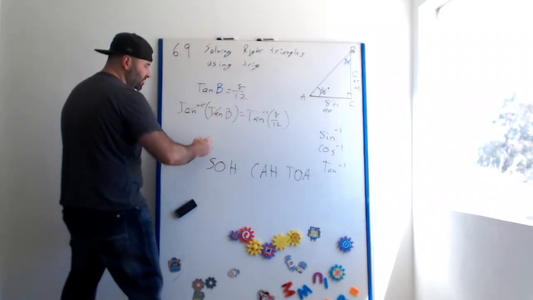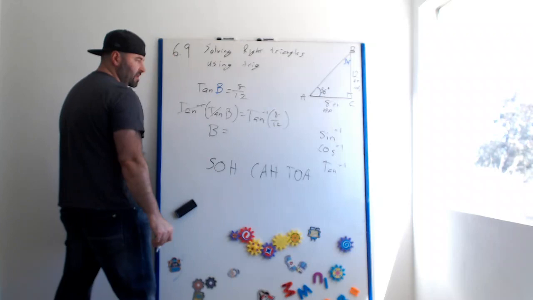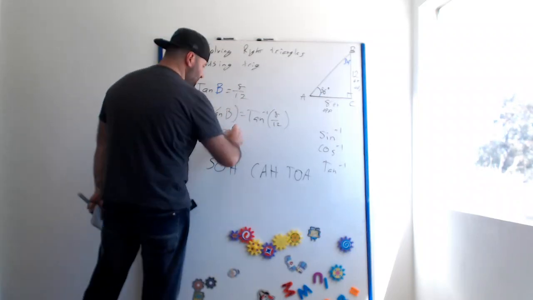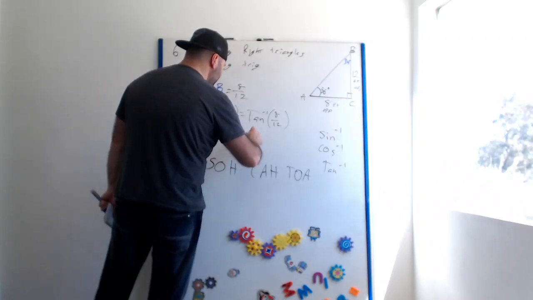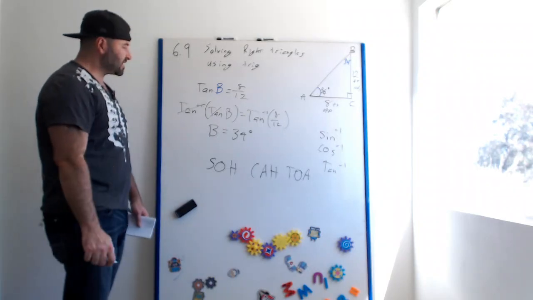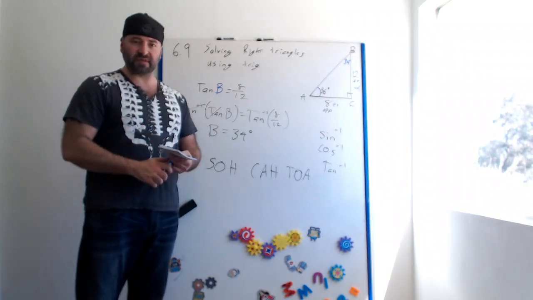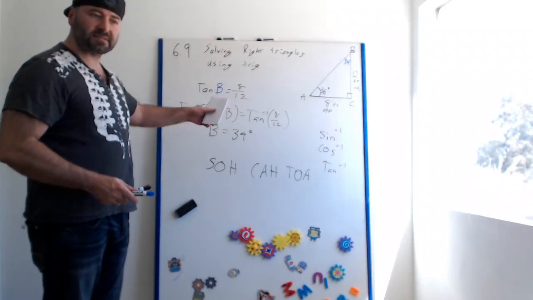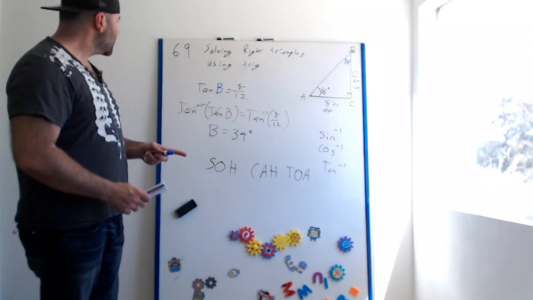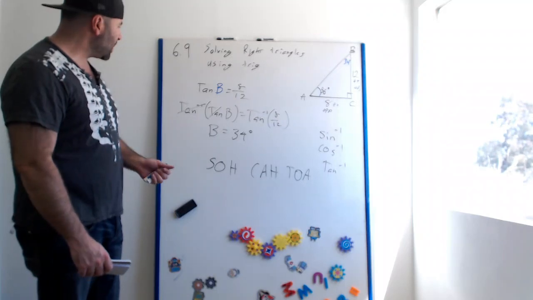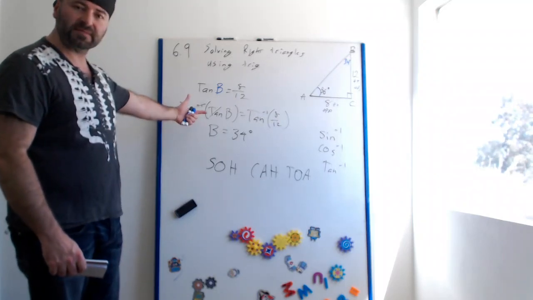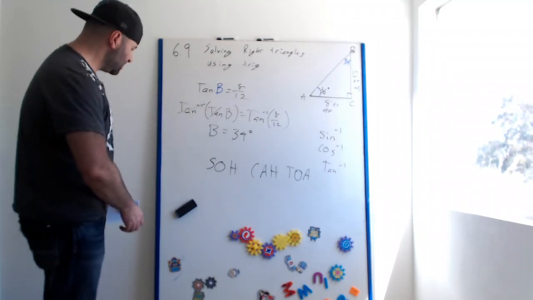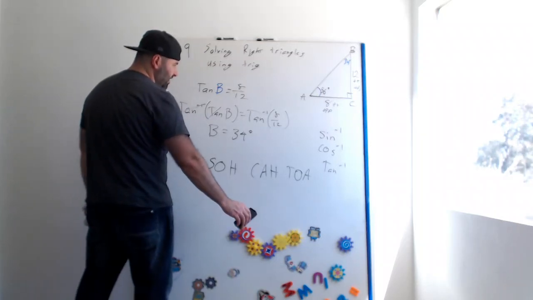These cancel each other out. B is equal to, and that's more calculator work, but you should end up with the exact same value of 34 degrees. Okay? So that's pretty much the process for all of this. I want to do another problem where we're not using tangent both times. Okay? So let's go ahead and set that up.